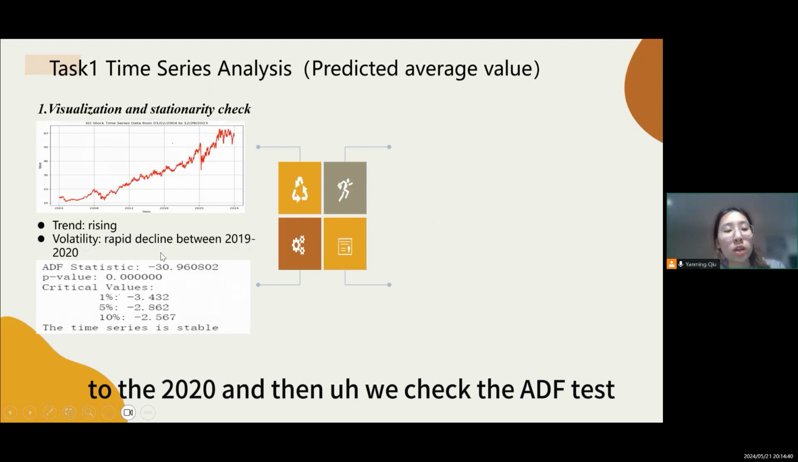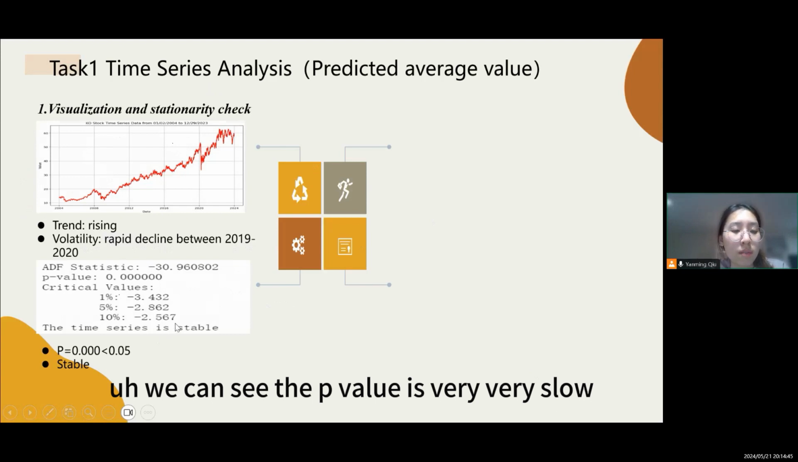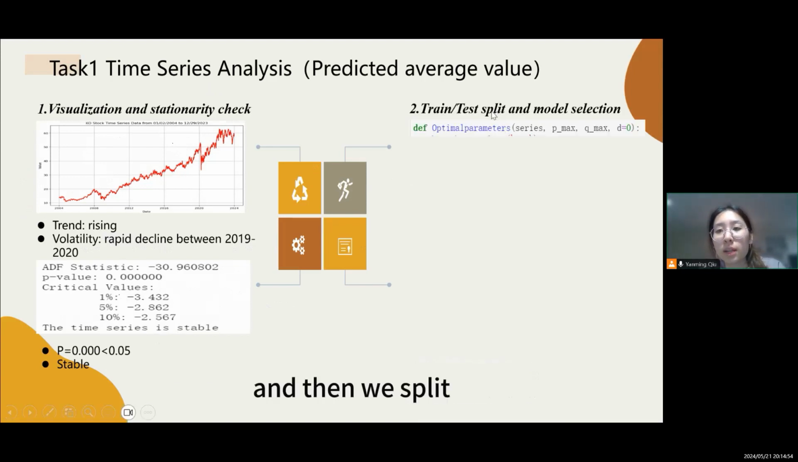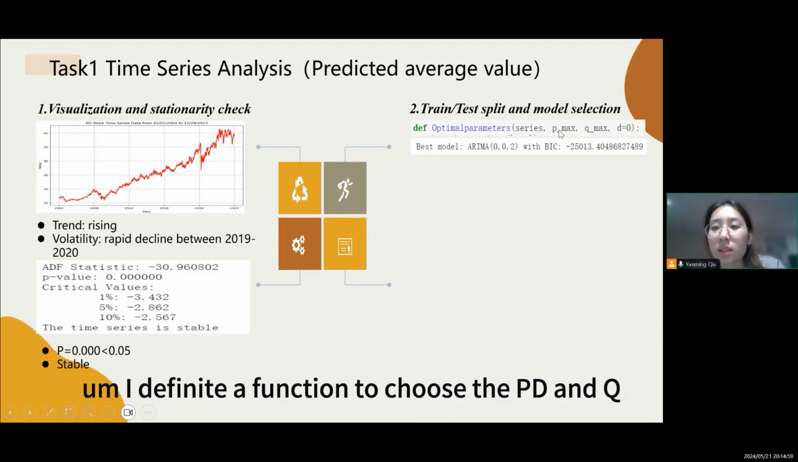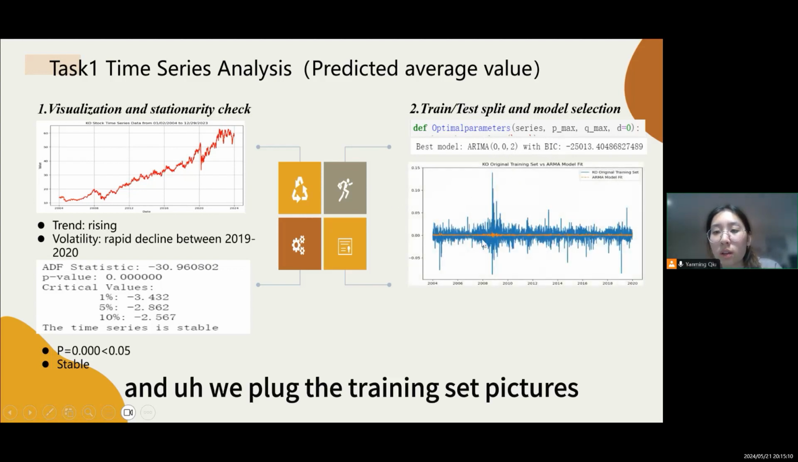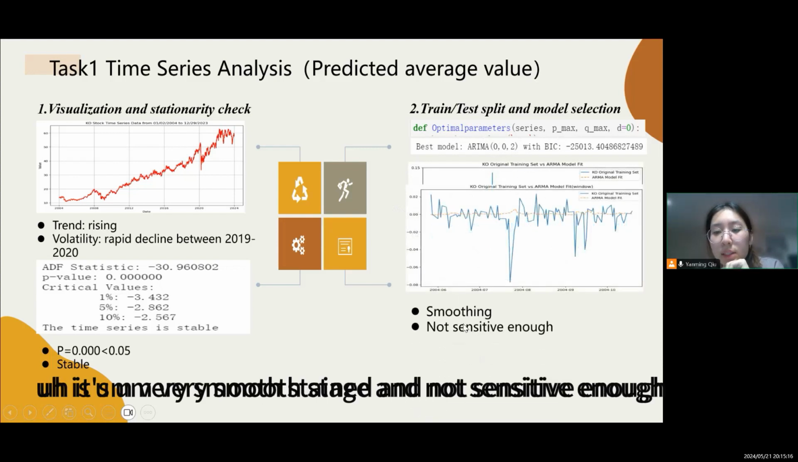And then we check the ADF test. In this picture, we can see the p-value is very small, and we can say it is stationary. And then we split the train and test and do model selection. I defined a function to choose the P and Q and get the best model, which is this one. It has the smallest BIC. And we plot the training set predictions in the window. We can see it's very smooth and not sensitive enough.